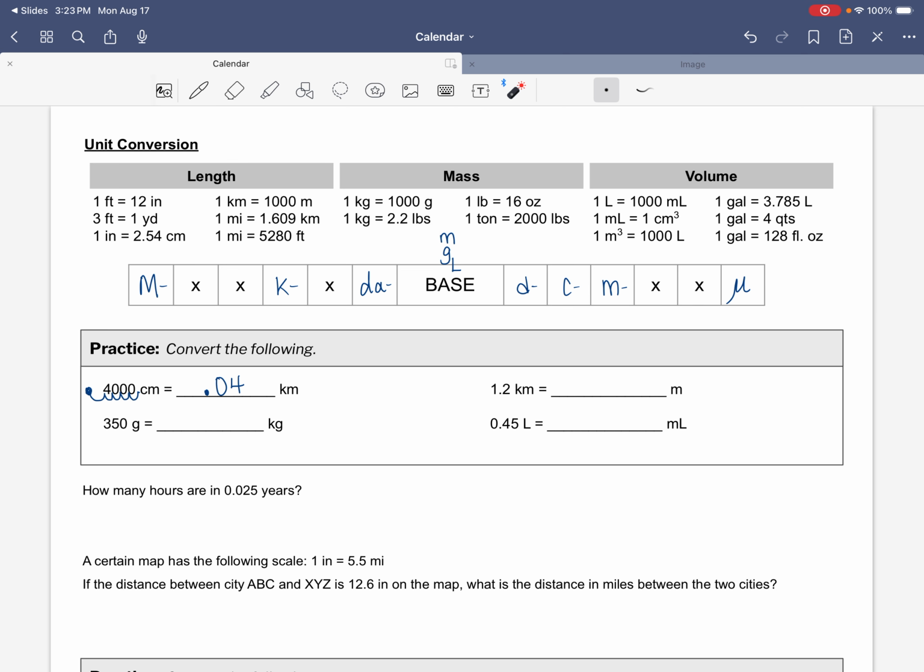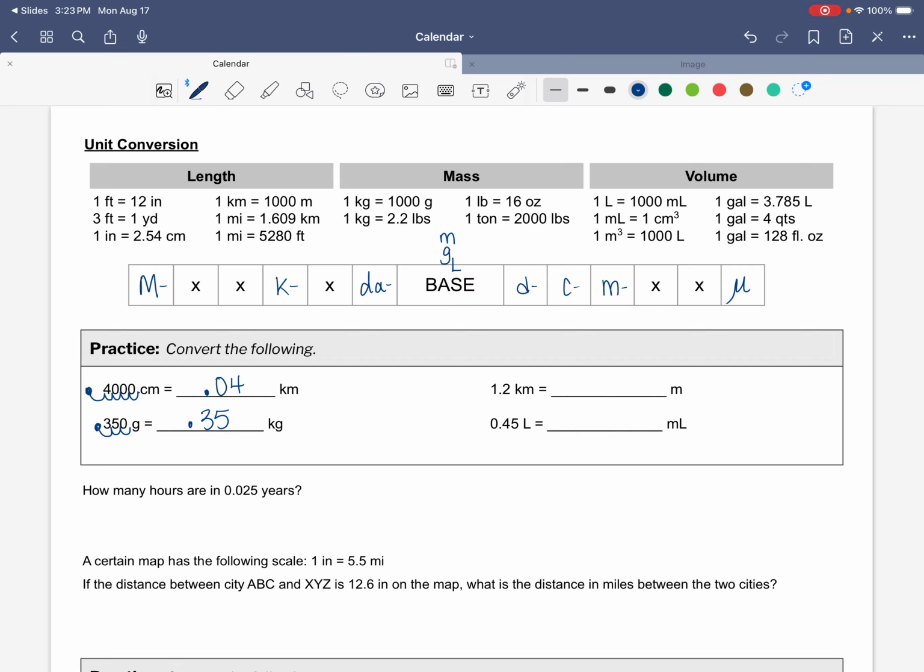So we're going from grams, which is base, to kilograms, which is here. So I'm going to move my decimal 1, 2, 3 to the left. I had 2 sig figs to start, so 0.35 would be my answer.